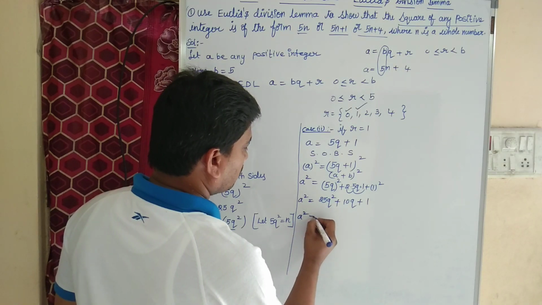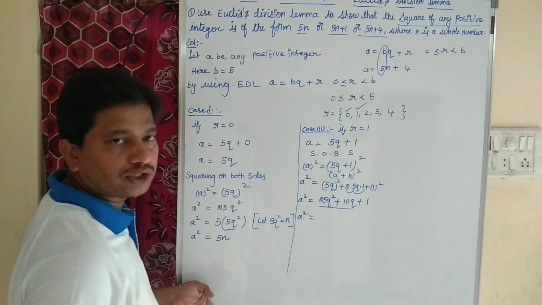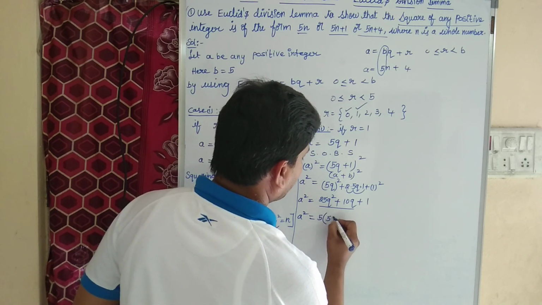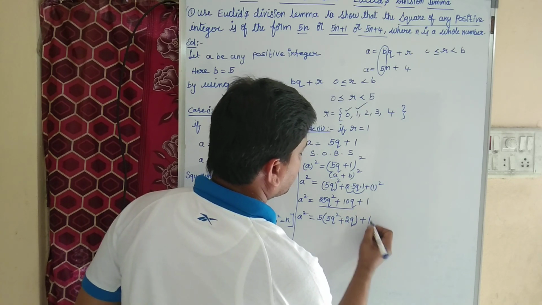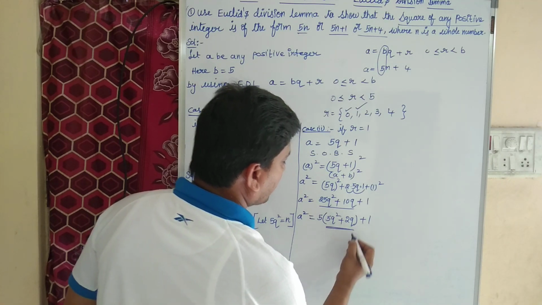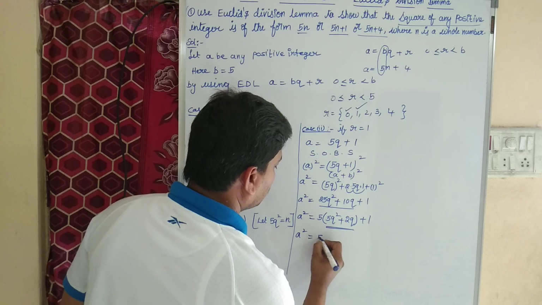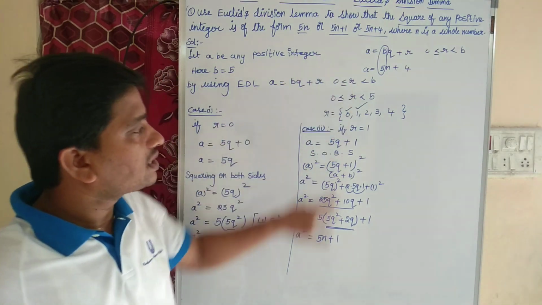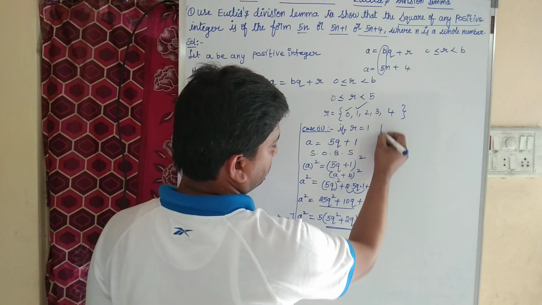So a square equal to, let me take 5 common from these two terms. If I take 5 as common, 5 into 5 is 25, plus 5 into 2 is 10, and this one let it be. Now I want to consider 5q square plus 2q as n. So a square equal to 5n plus 1. So second one is 5n plus 1.